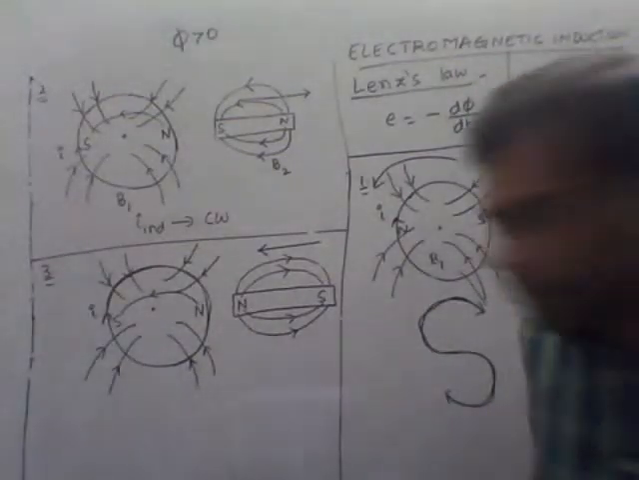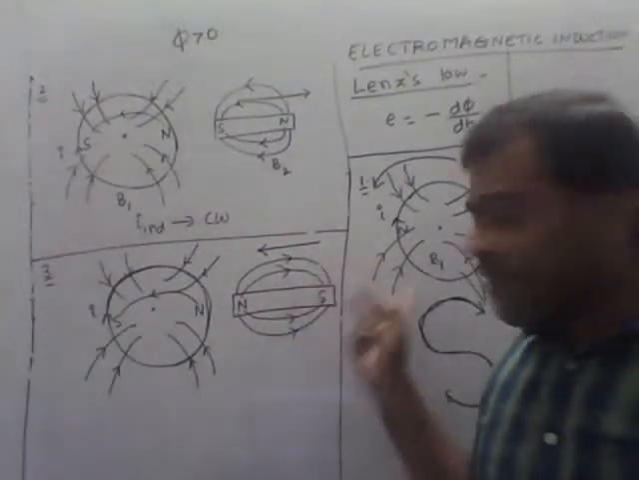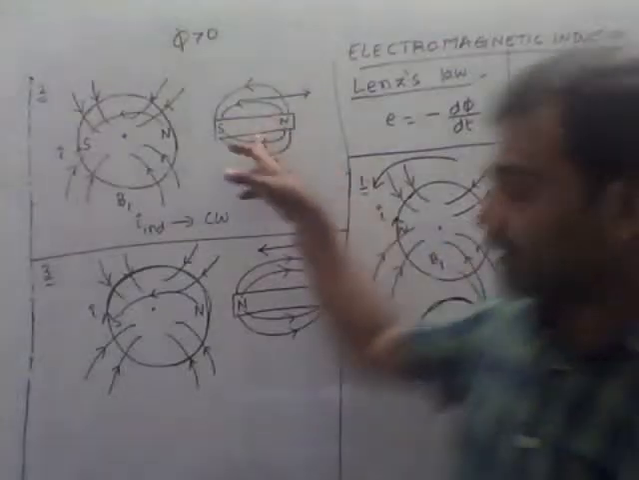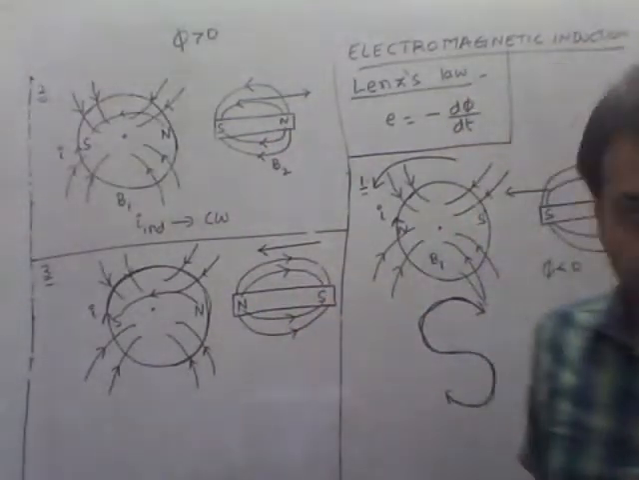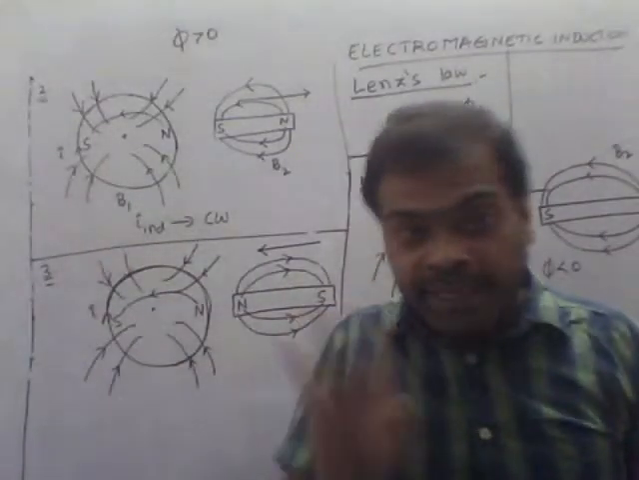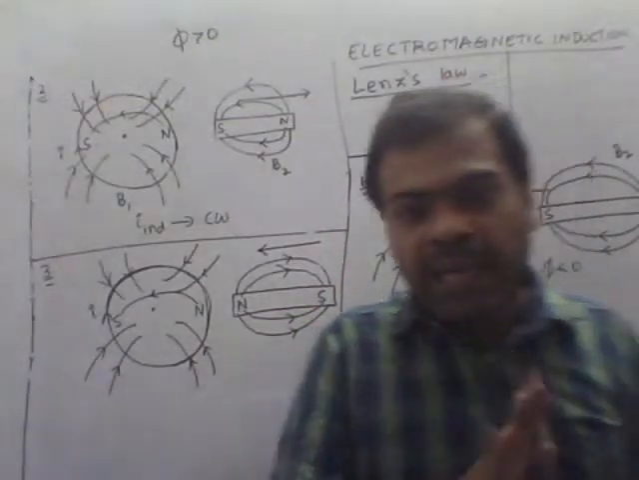Similarly, I have the magnet moving away from the coil, like this, such that here I have the north pole and this is the south pole. Okay, fine. These are the four cases when the magnet is moving towards the coil or away from the coil.